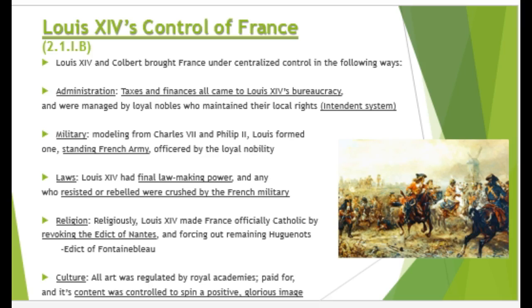So Louis XIV, like Henry IV, depended on a really, really significant financial minister. This guy's name was Colbert, Jean-Baptiste Colbert, and he also helps Louis bring France under centralized control in the following ways. We've already talked about this one, but administration, taxes, and finances all came through and to Louis XIV's bureaucracy, and they were managed by those loyal nobles who maintained their local rights.